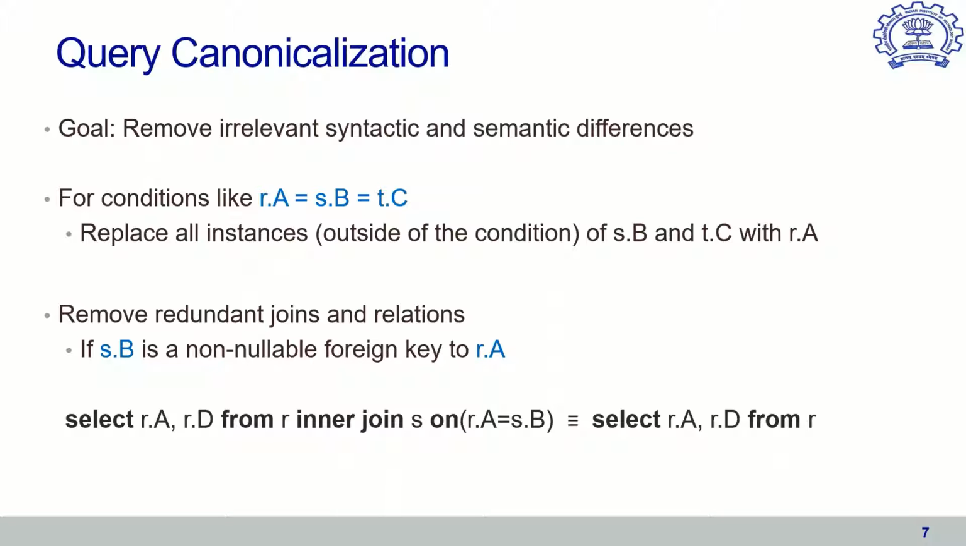Similarly, we can remove redundant joins in some cases. Consider the example join query shown here. If s.b is a non-nullable foreign key to r.a, we can remove the join with s. We use a number of such canonicalization rules. Details are presented in the paper.